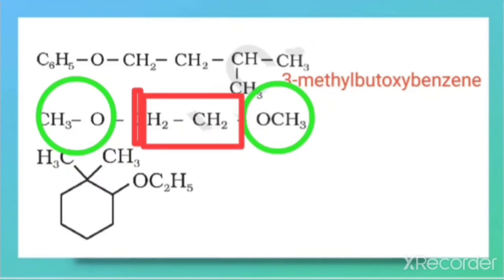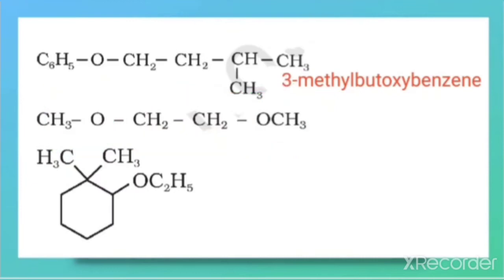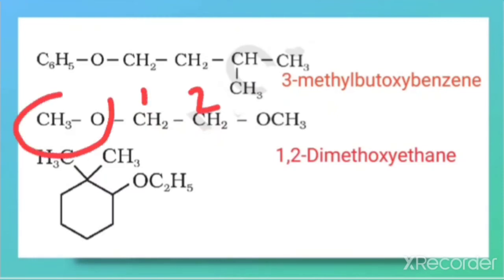In that case, how do we name this one? Here these are the same substituents, that is methoxy. So dimethoxy. And the main chain has 2 carbons, that is named as ethane. So the name is 1,2-dimethoxyethane. Why is it called 1,2? Because this is the first carbon, this is the second carbon, and this one is a substituent, this one is a substituent. So 1,2-dimethoxyethane is the IUPAC name for this one.